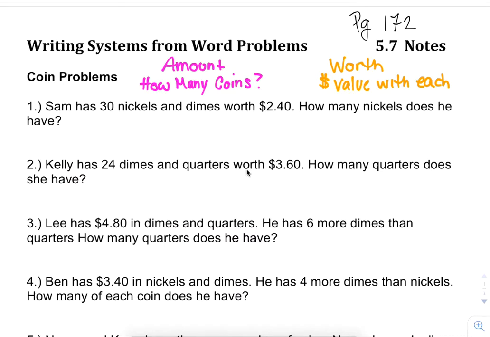Hey guys, we're back with the notes for 5.7. Today we're going to be writing systems from word problems. We're not going to be doing any solving, which is why there's no space, but we're just going to be setting up the equations, okay? Once we get to 5.8, you're going to see the same questions come back, and that is when we'll worry about solving for the actual answers, okay?